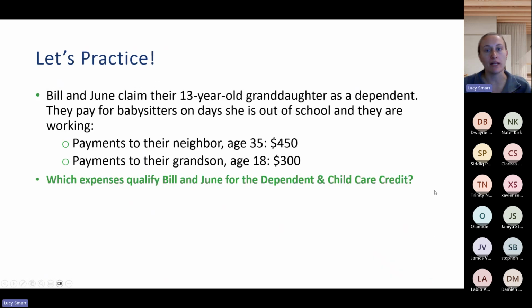Okay, one more practice question. Bill and June claim their 13-year-old granddaughter as a dependent. They pay for babysitters on days she is out of school and they are working. So they paid their neighbor, who's 35, $450, and paid their grandson, who's age 18, and also their dependent, $300. Do either of these expenses qualify Bill and June for the dependent and child care credit? And this one is kind of a trick question, so pay attention to the details.